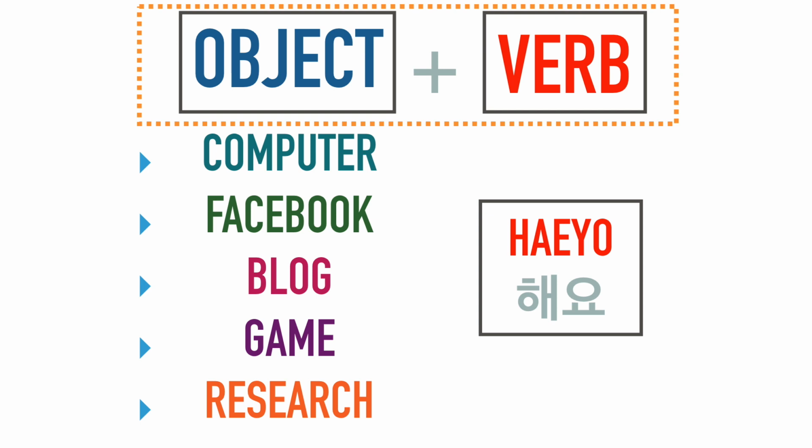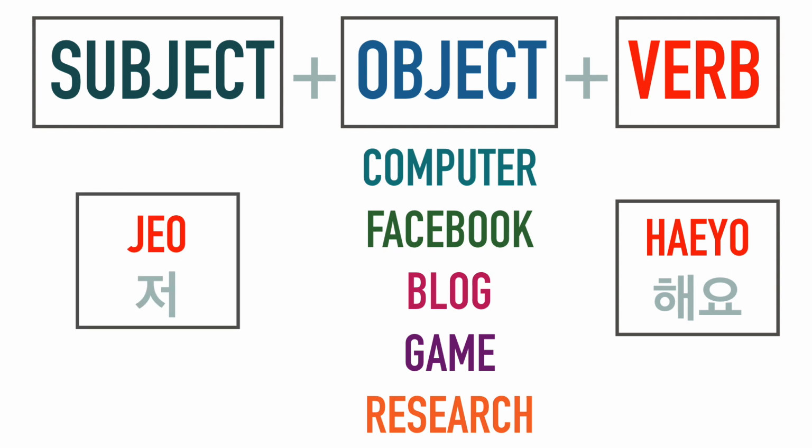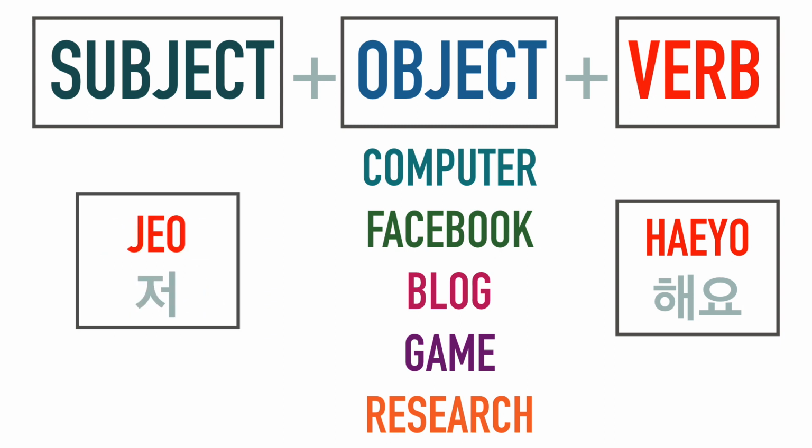Now, if you want to add the subject, you can totally do that, of course. For example, now you know how to say I in Korean, right? 저, like the French word je. So, 저 plus whichever one of these plus 해요. And if you want to put someone else here instead, you can replace 저 with their names. For example, James or Mary, or even both. And of course, the verb will stay unaffected regardless of the change of the subject.